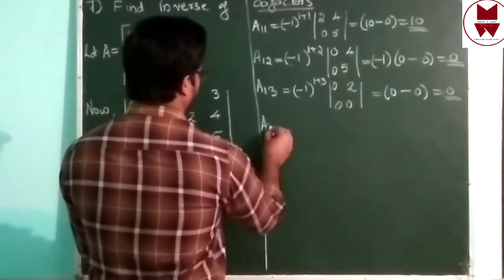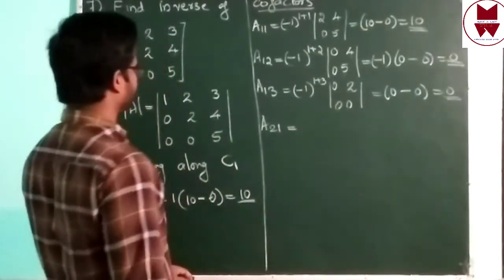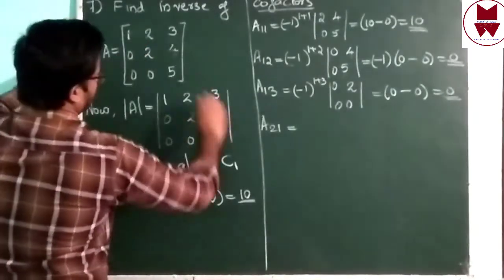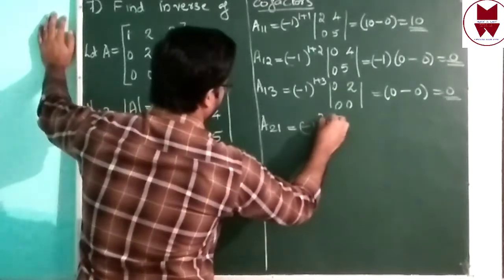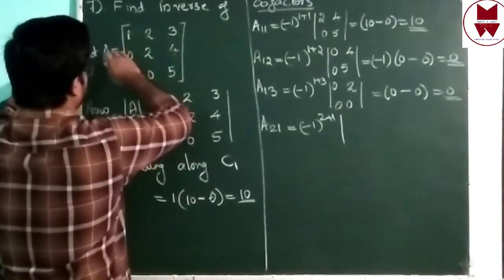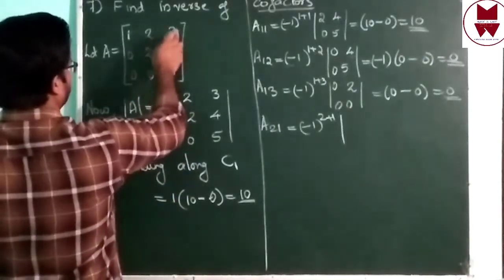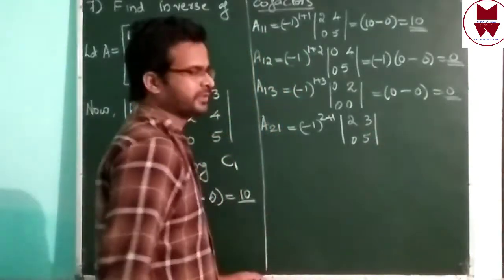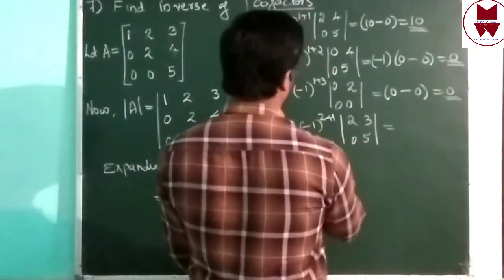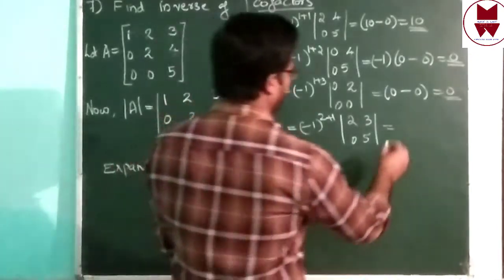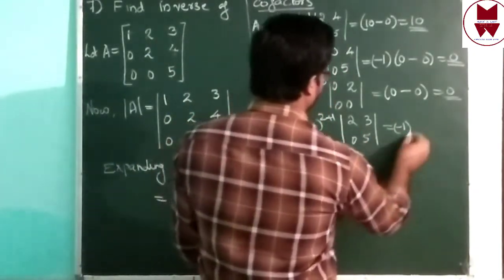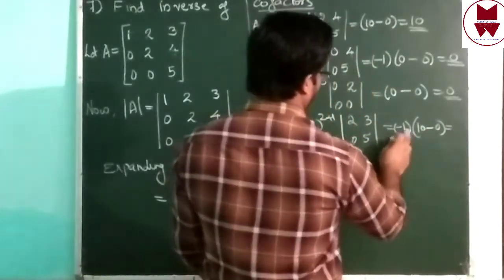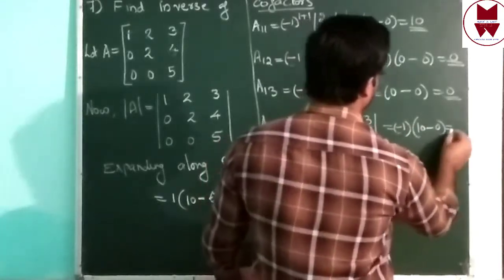Next A21: second row and first column just delete, minus 1 raised to 2 plus 1, and determinant of remaining 2, 3, 0, 5. Equal to minus 1 whole cube, that will be minus 1. 2 into 5 is 10, minus 0 into 3 is 0. Equal to 10 minus 0, 10. Minus 1 into 10, you will get minus 10.